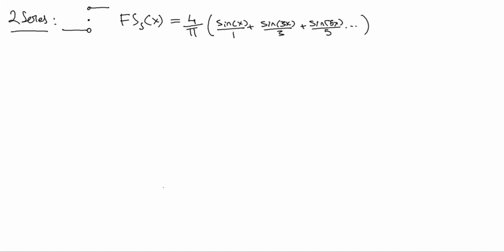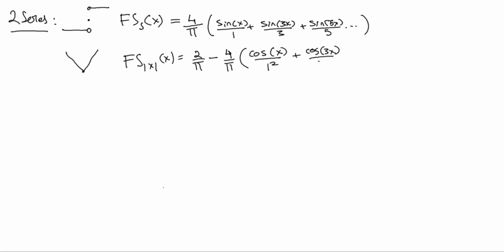And then you had this other function, the absolute value function, and its Fourier series was 2 over pi minus 4 over pi times cosine x over 1 squared plus cosine 3x over 3 squared plus cosine 5x over 5 squared.